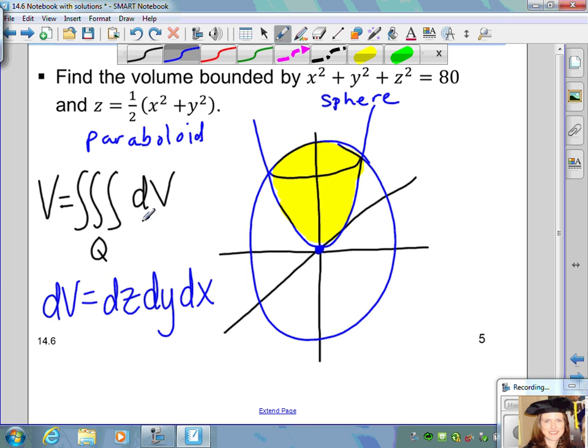So when we determine the bounds of integration, we want to look at the inside bounds for z. It would be from the bottom z to the top z. And this is our z-axis, so we want to look at the bottom z to the top z. And then when we look at our bounds for dy and dx, we need to project this region onto the xy plane. When you project this onto the xy plane, the projection ends up being a circle in the xy plane.